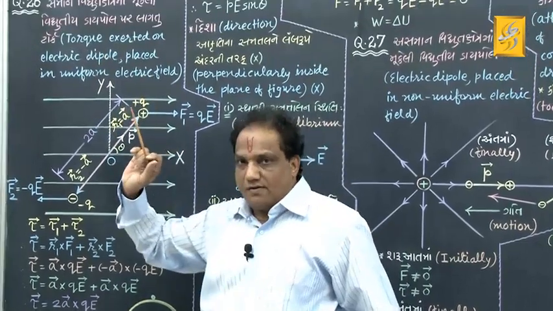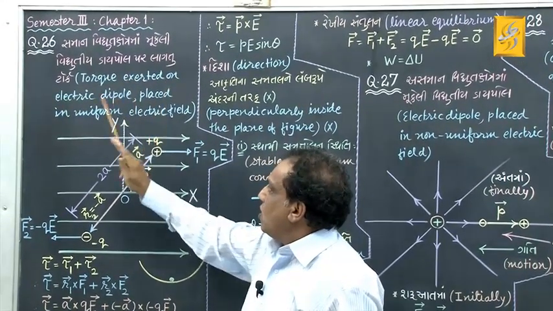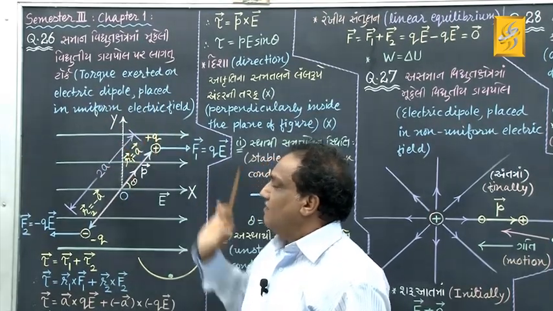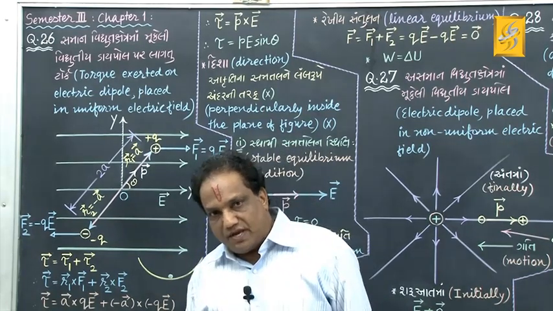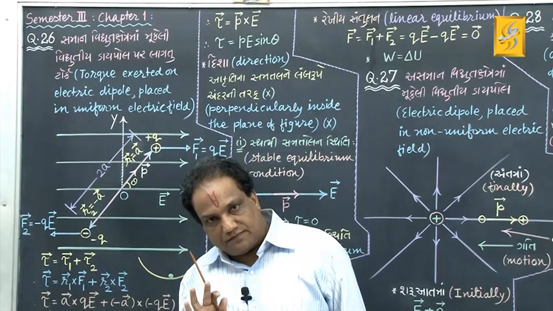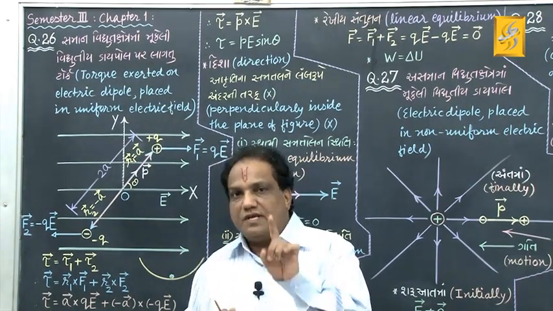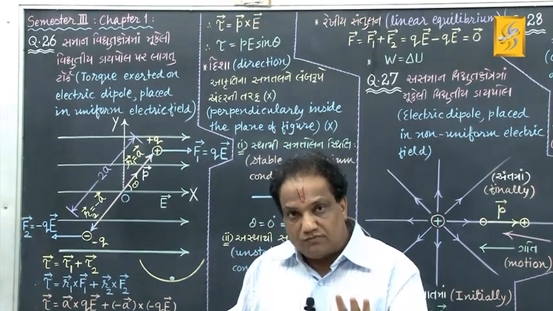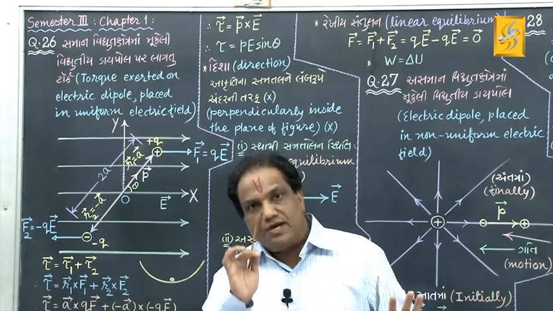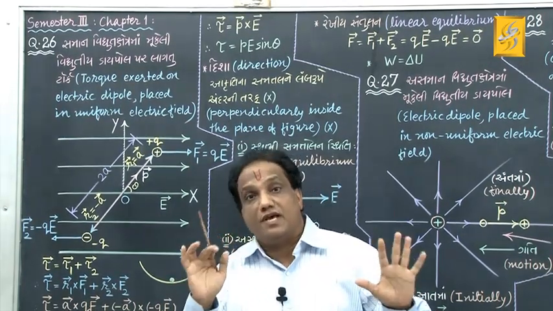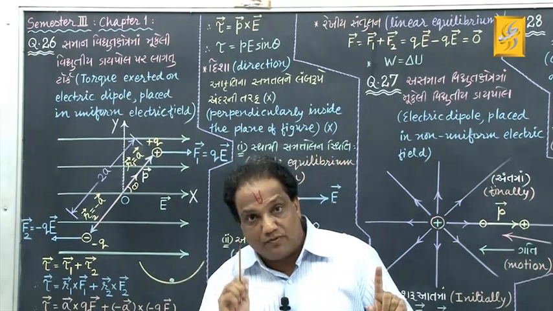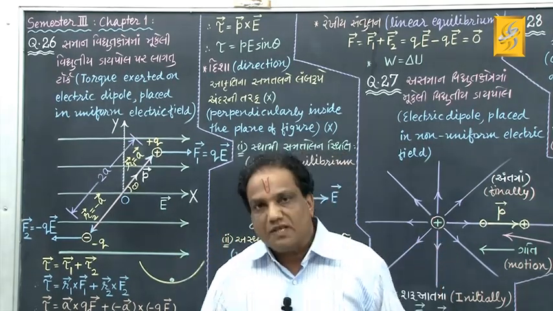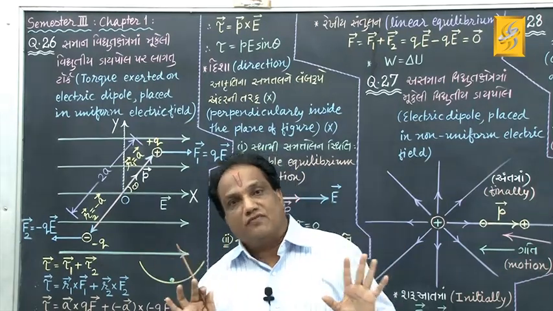See the title, torque exerted on electric dipole placed in uniform electric field. First of all, tell me what is called uniform electric field. Uniform electric field is that electric field in which intensity remains constant throughout. At every point, intensity of electric field must be same. Okay? It should not change with position, it should not change with time. Okay? It should remain constant. Okay? Such an electric field is called uniform electric field.